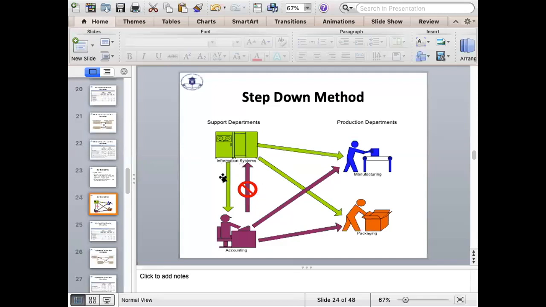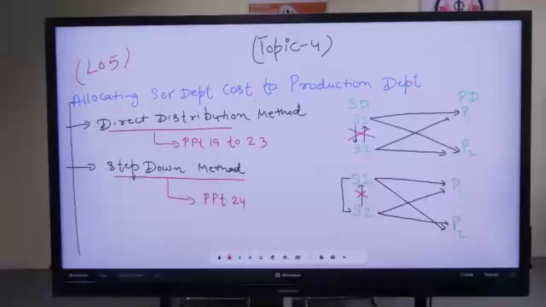Don't think that the account department does not provide any service to information system. The account department may provide some services to information system, all right? So this is just an example to understand this step down method. You don't have to worry about finding out which department only provides service but does not take service. Okay, so we start.